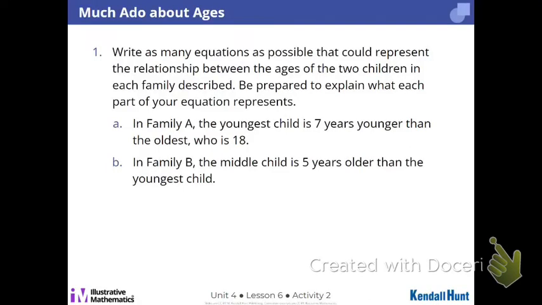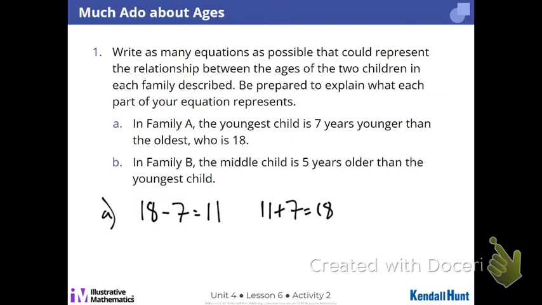Looking at family 1, who's got an equation for family A? Who's got one for me here? Olivia? 18 minus 7 equals 11. Okay. Ivy? I used x and y. 11 plus 7 equals 18. Okay, good job. That's an equation.